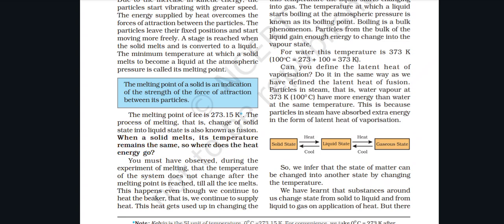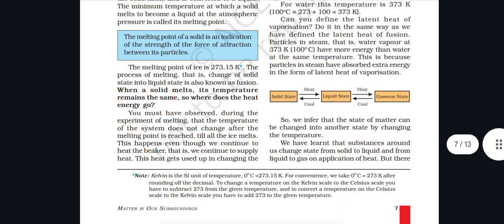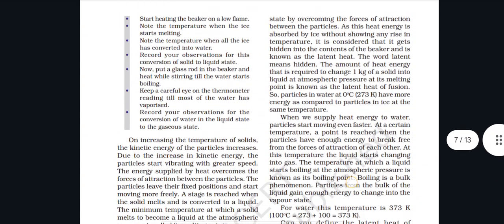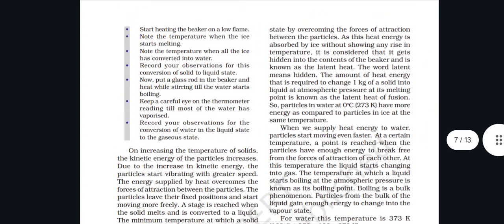So where does the heat energy go? The temperature of the system does not change while we are melting. After the melting point is reached, till all the ice melts, this heat gets used up in changing the state by overcoming the force of attraction between the particles. As this heat energy is absorbed by ice without showing any rise in temperature, it is considered that it gets hidden into the contents of the beaker and is known as the latent heat.